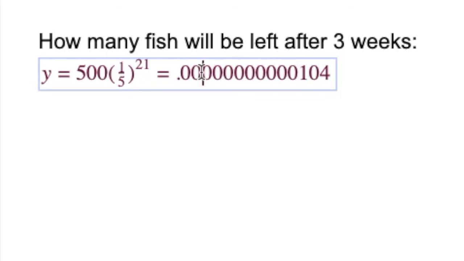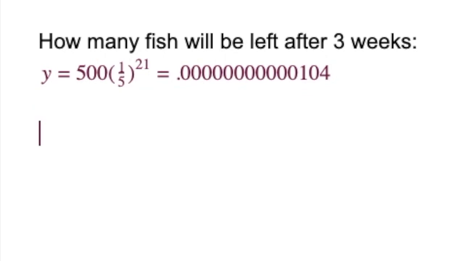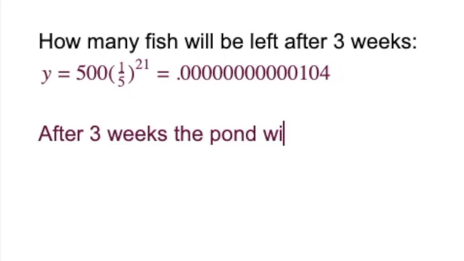Here's the thing. If you just take the first couple of decimals, that's 0.00. There are no more fish. You cannot have a decimal of a fish like this. So the answer is after 3 weeks, the pond will have no fish in it.